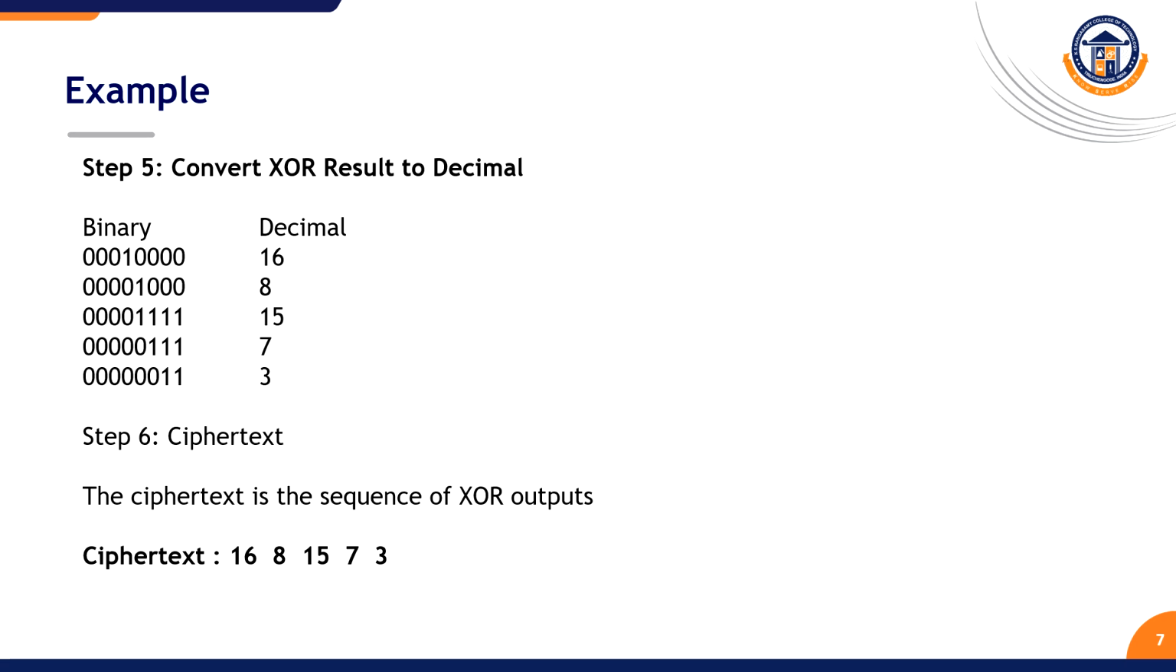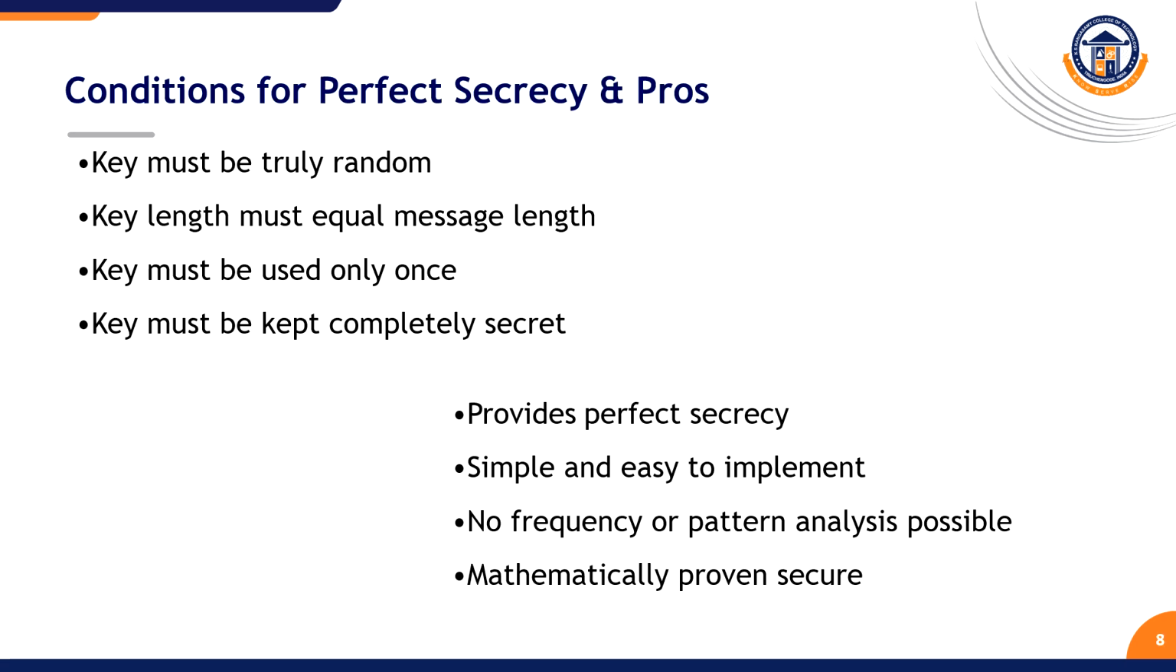For this example, the sequence of XOR output is 16, 8, 15, 7, 3. Again we can convert it into characters with the help of ASCII values, and then we get the outcome. In the same way we repeat it for the decryption process. So these are the operations of the Vernam cipher.